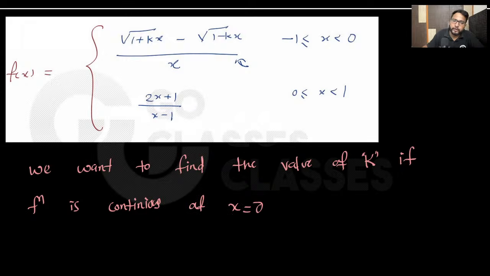So, how are you going to do it? What is f of 0? F of 0, I think very easy. This is 1 upon minus 1, which is going to be minus 1. I hope that is clear to everyone.